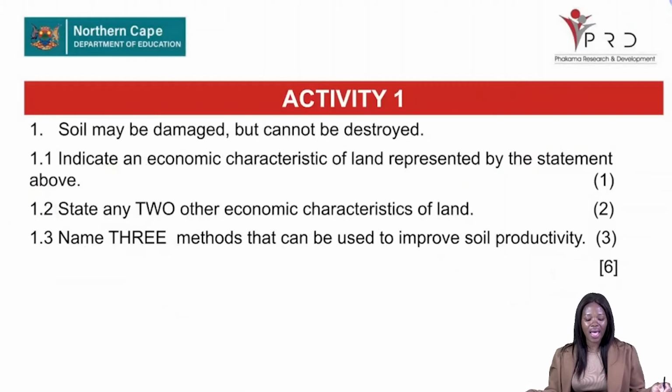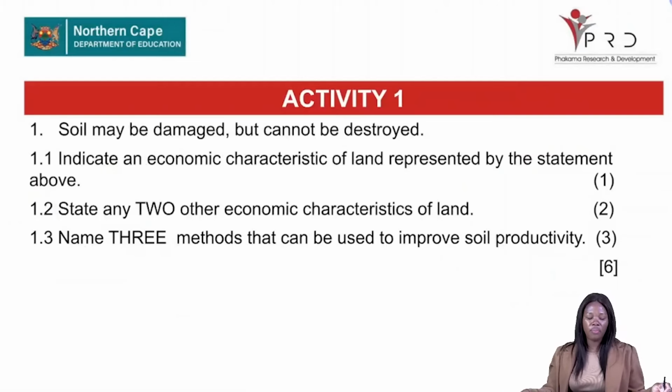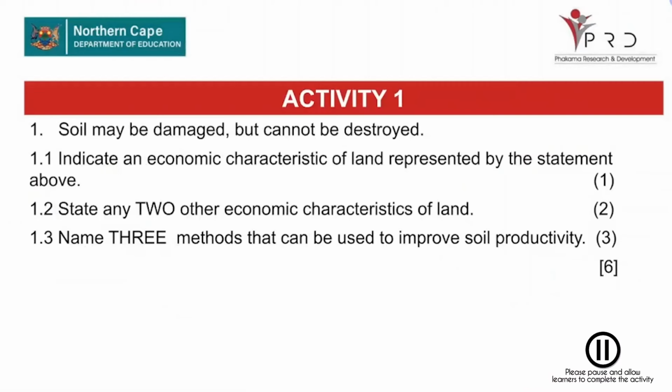1.2, state any two other economic characteristics of land apart from the one mentioned above, right? 1.3, name 3 methods that can be used to improve soil productivity. So you only have 5 minutes. Let's get into it. We will come back.